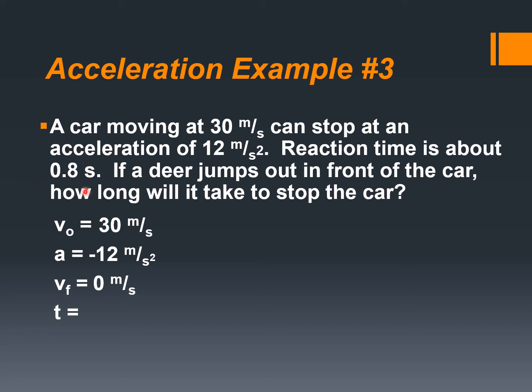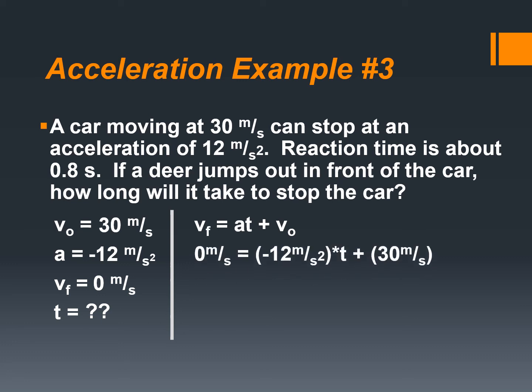The time it takes to stop, that's actually what we're looking for, and then we're going to add that to our reaction time to figure out the total time. So we have initial velocity, final velocity, acceleration, we're looking for time. That's going to be final velocity equals acceleration times time plus initial velocity. Plug in what we know. We got 0 equals negative 12 times time plus 30. Subtract 30 from both sides, and then divide by negative 12, and that gives us a time of 2.5 seconds.